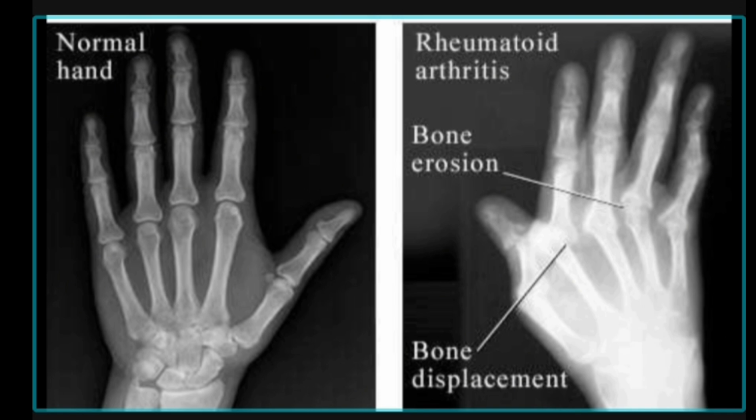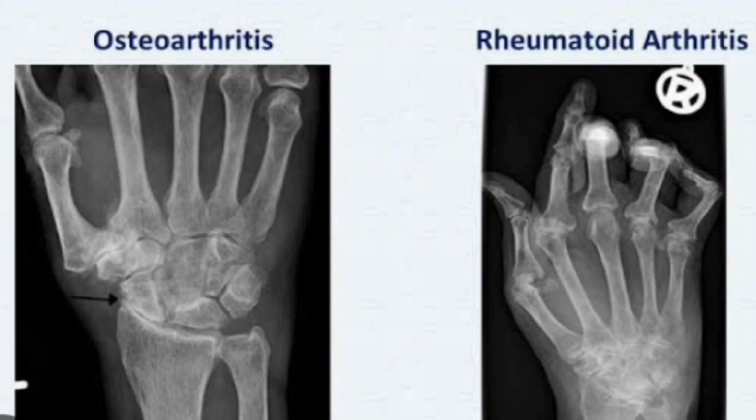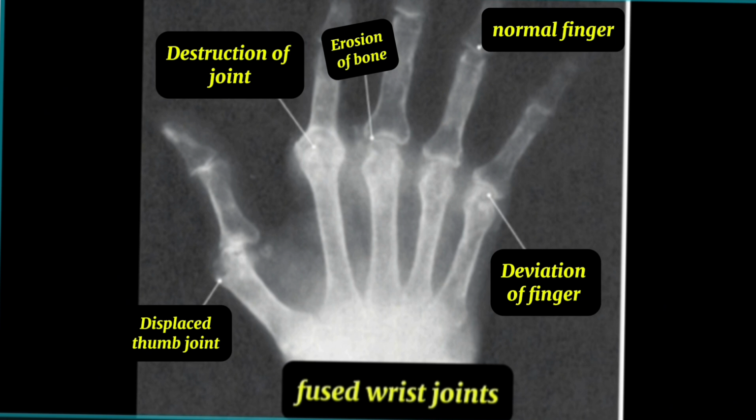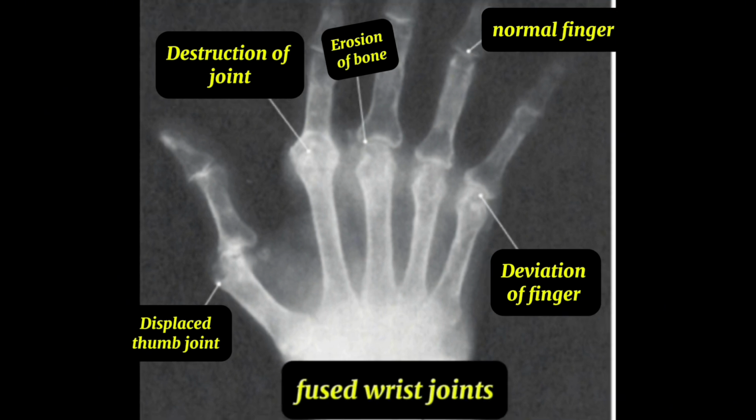Normal hand versus rheumatoid arthritis. Bone displacement, bone erosion. Rheumatoid arthritis, osteoarthritis. Destruction of joint. Erosion of bone. Normal finger. Displaced thumb joint. Deviation of finger. Fused wrist joints.